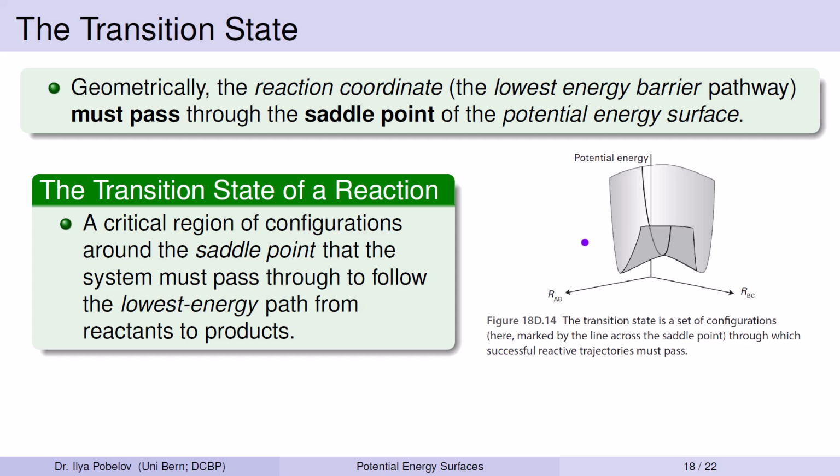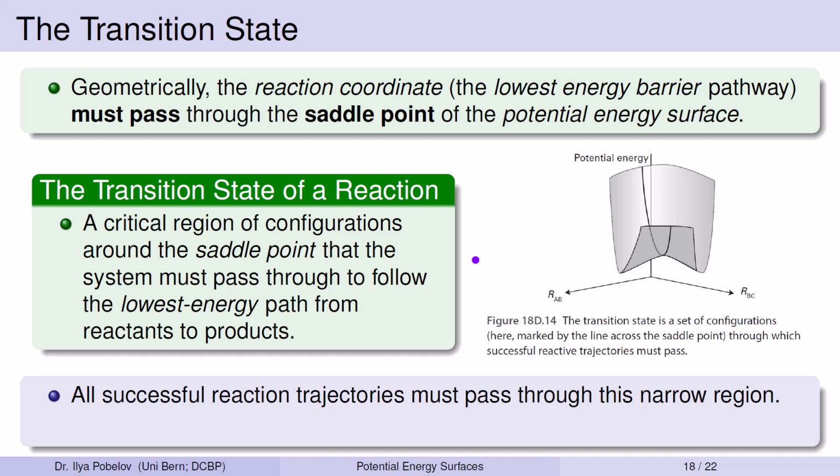This saddle point, or more specifically a critical region of configurations around the saddle point that the system must pass through to follow the lowest energy path from reactants to products, is referred to as the transition state of the corresponding reaction. All successful reaction trajectories must pass through this narrow region, making it the gateway between reactants and products.